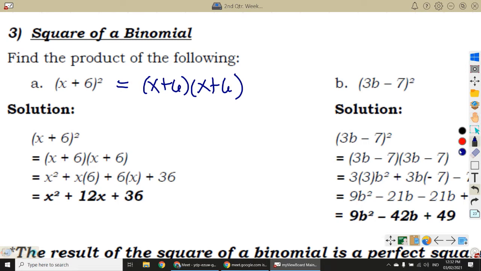Okay. So, as you can see, when we inspect kanina, magkaiba yung operation. Isang addition, isang subtraction. Now, this time, totally the same. Kaya nga siya naging x plus 6 squared. Instead of writing it this way, napakahaba, nilagyan na lang ng squared doon. Now, how are you going to multiply that? You can use the FOIL method, you can use the box method, or you can use this special product that I'm going to teach you.